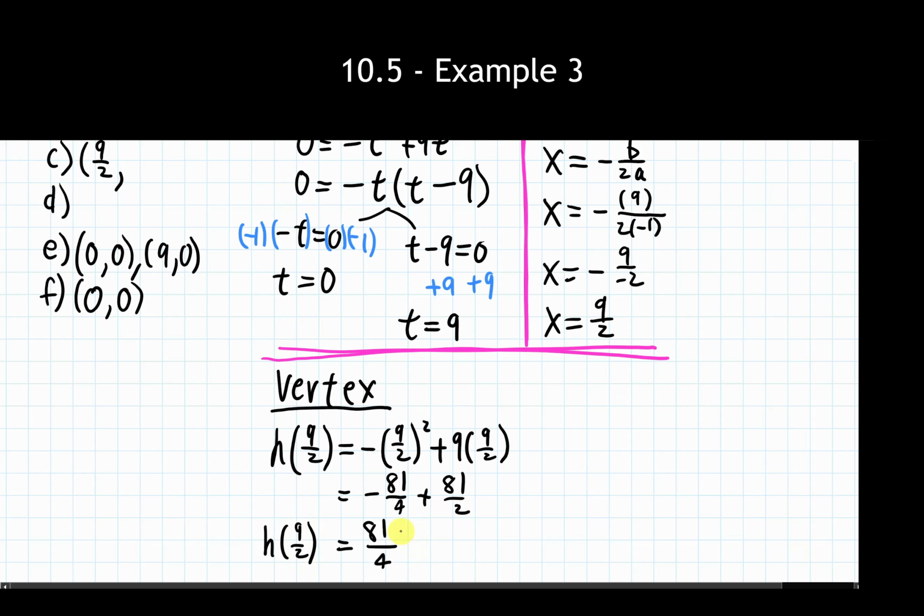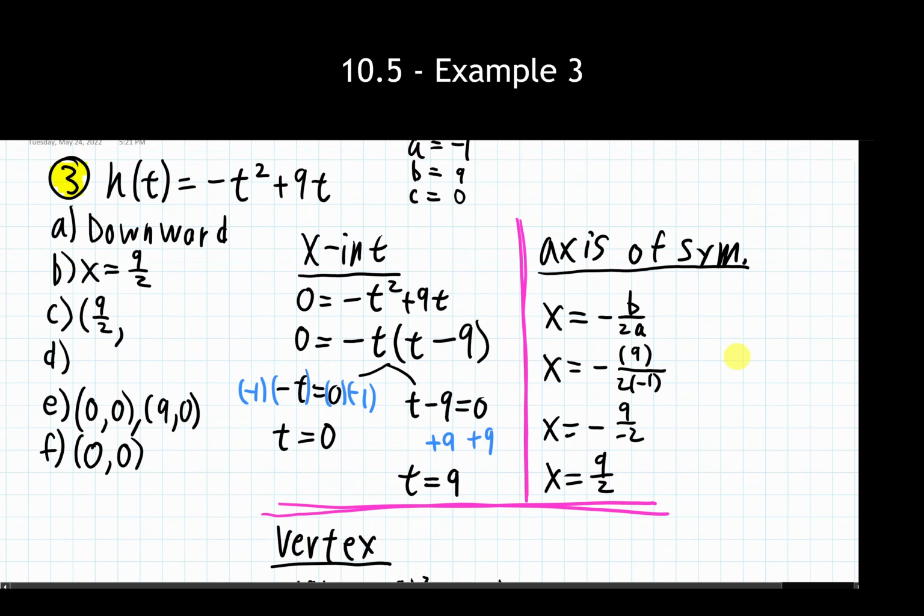And I'm getting an output value of 81 over 4. So I can come up and write that in up here. Oops, 81, not 18. 81 over 4. Perfect. Now I need to determine, do I have a minimum or a maximum value?